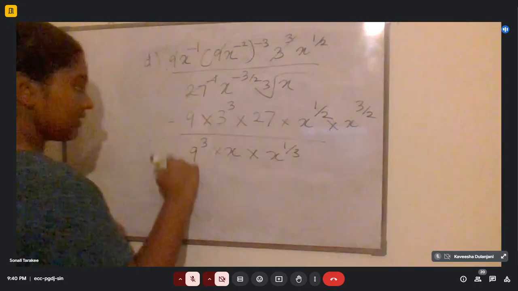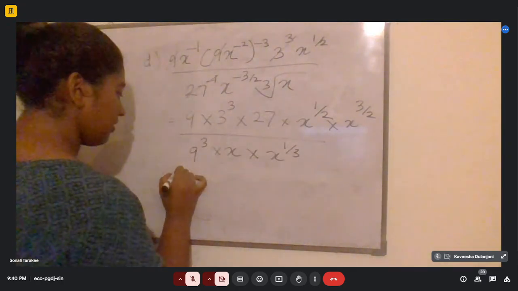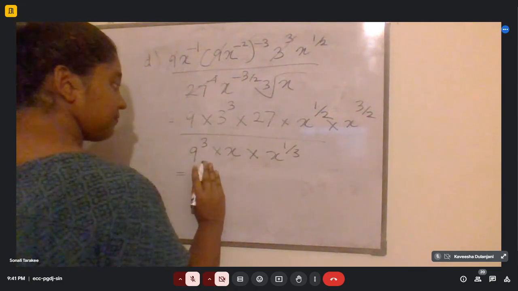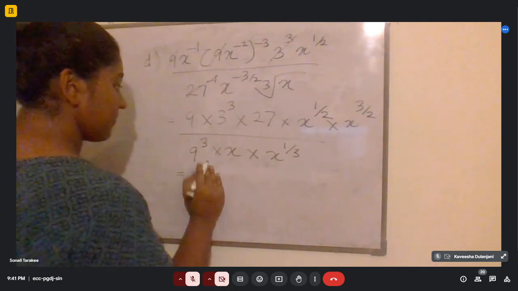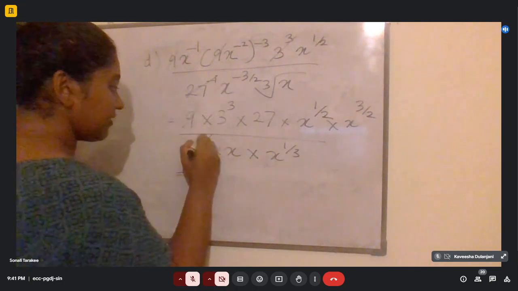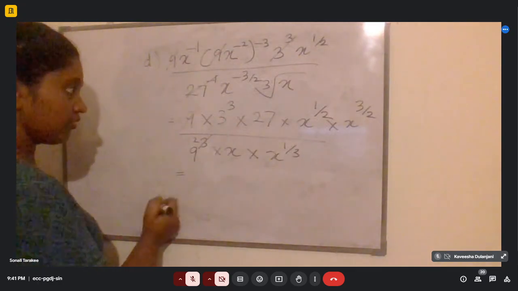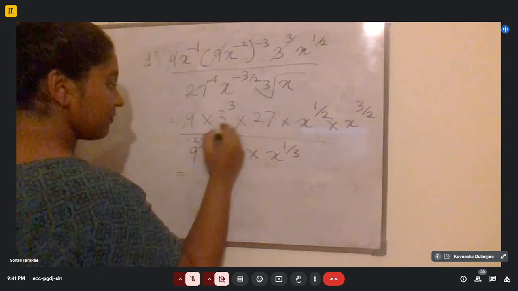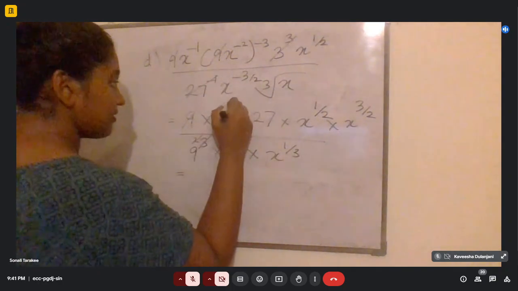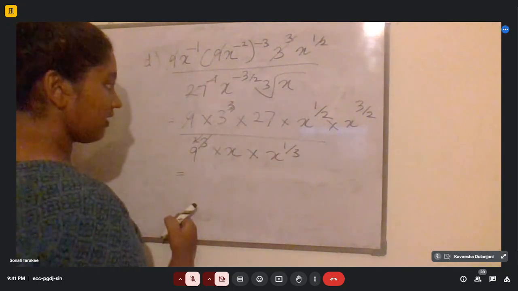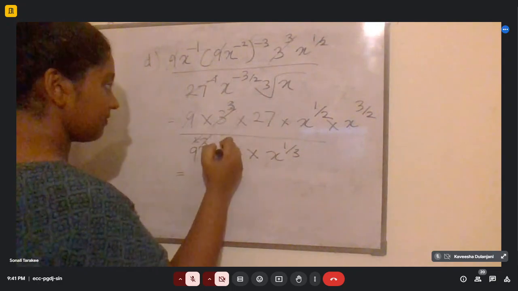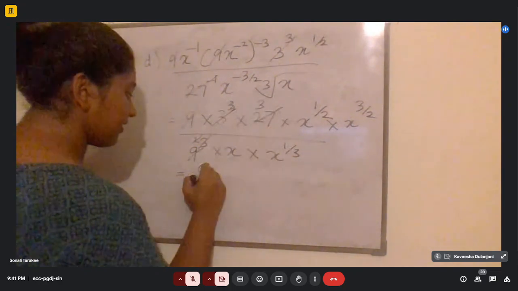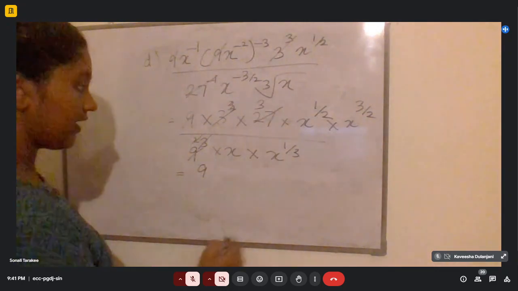First of all, I'll simplify the numbers. Here you can write 1 9 gets cancelled, so 9 to the power 2. Here 3 times 2 you get 9. So 1 9 is cancelled, 1 3 is remaining. Here 3 and 3 into 3 9. Okay.